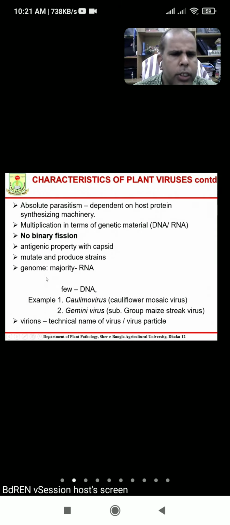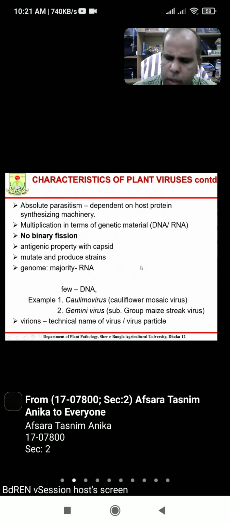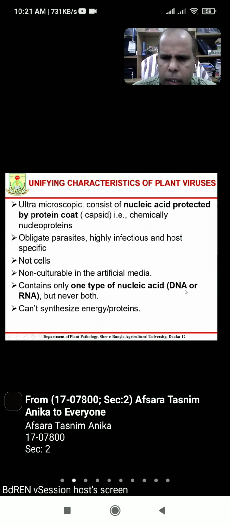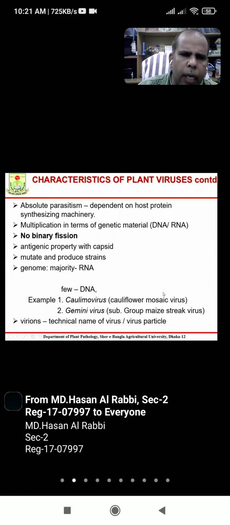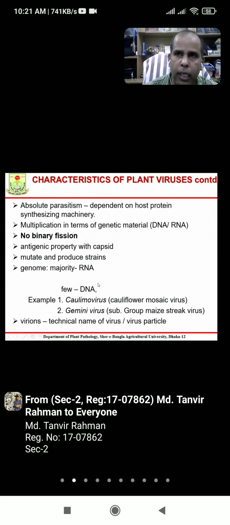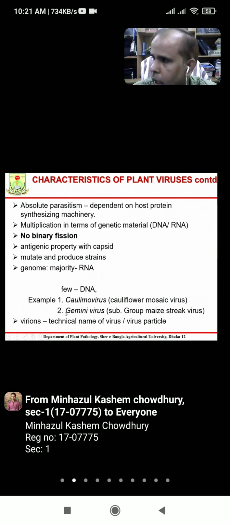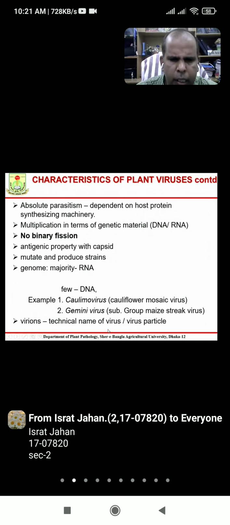Okay, genome majority in RNA. That means most of the plant viruses particularly are RNA viruses. From the previous slide, we know that a virus contains either DNA or RNA, and never both. But the information is that most of the plant viruses are RNA viruses. That means they contain the genomic material as RNA. Another example is some DNA viruses also here. This is the cauliflower mosaic virus, and also the Gemini virus. And the virion. Technical name of this is the technical name of the virus particle.